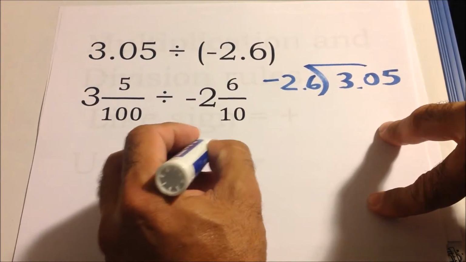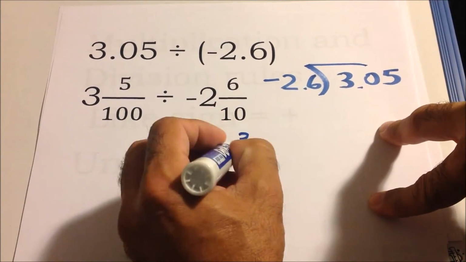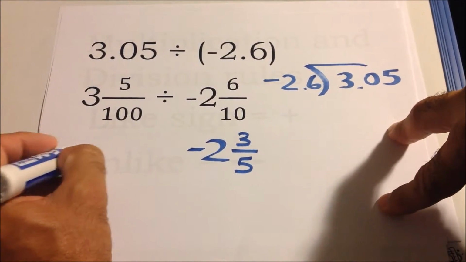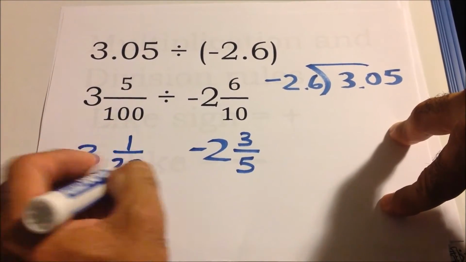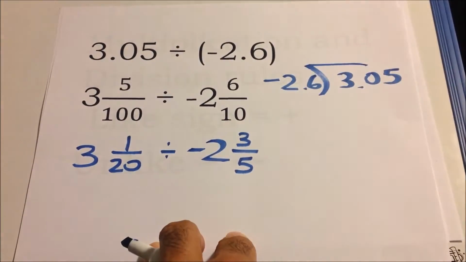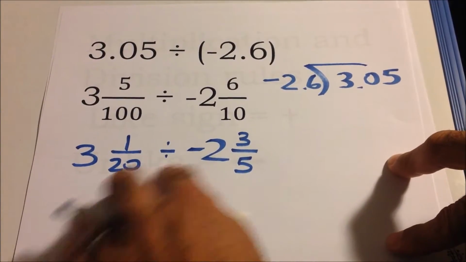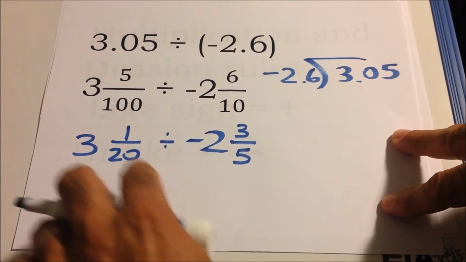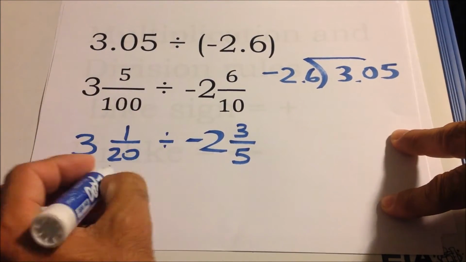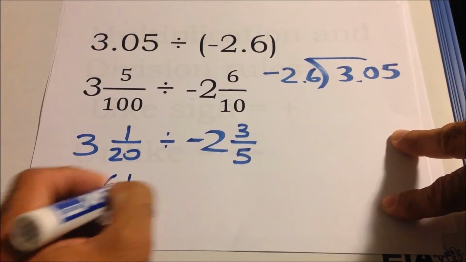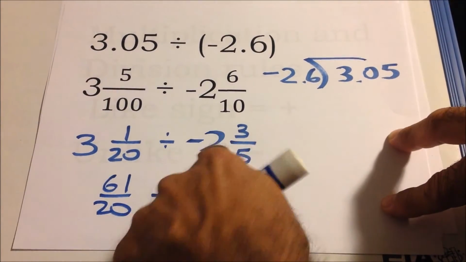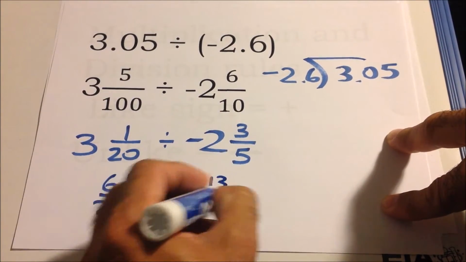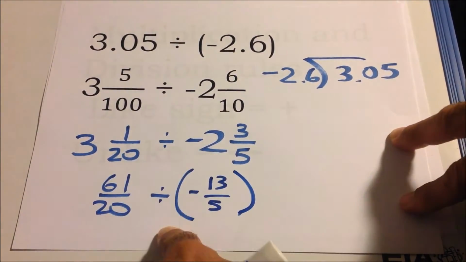And I can reduce that. It could be negative 2 and 3/5. I can reduce that, and this could be 3 and 1/20th. And then, same with multiplication, I'll turn them into improper fractions. So 20 times 3 is 60 plus 1, so that's 61 over 20. 5 times 2 is 10, and we know it's going to be a negative, plus 3 is 13, so that's 13/5. So it would look something like this.